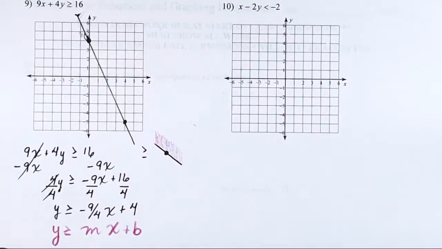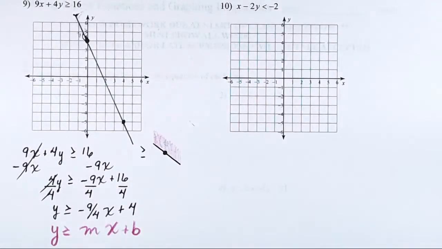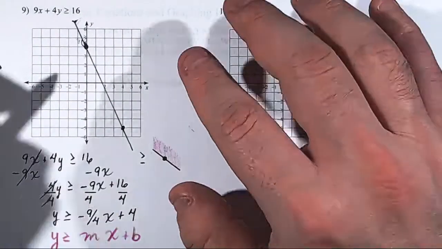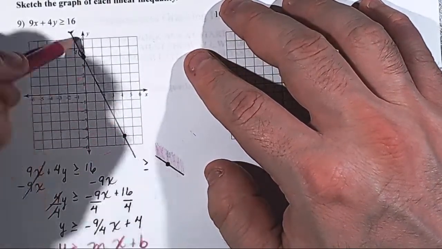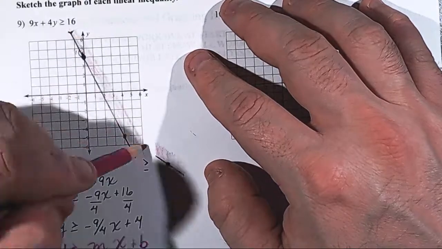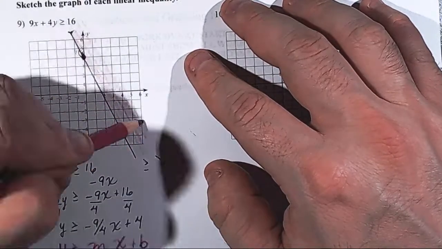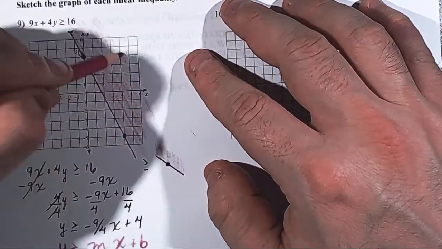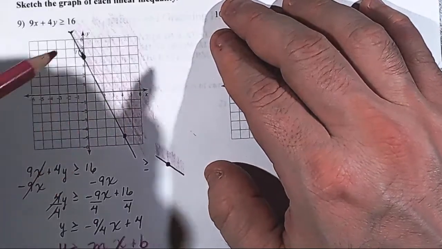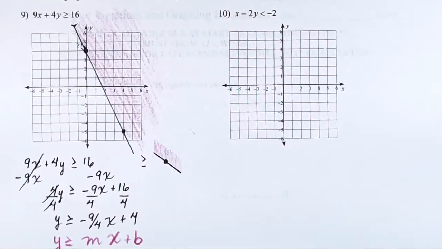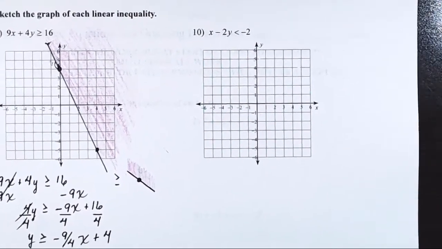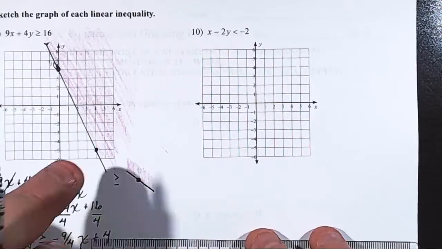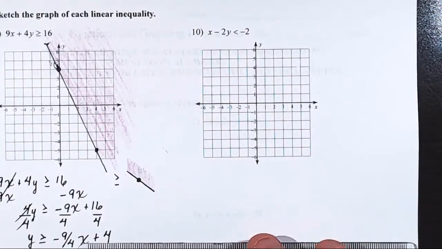Okay, and we're going to shade above that line. Just shade above that line. And that's that. We'll do the next one. x minus 2y less than negative 2.